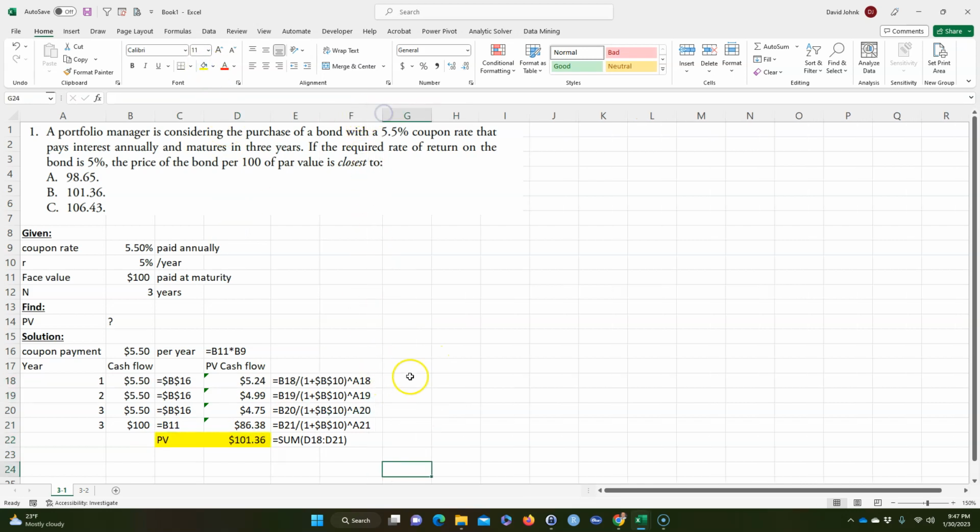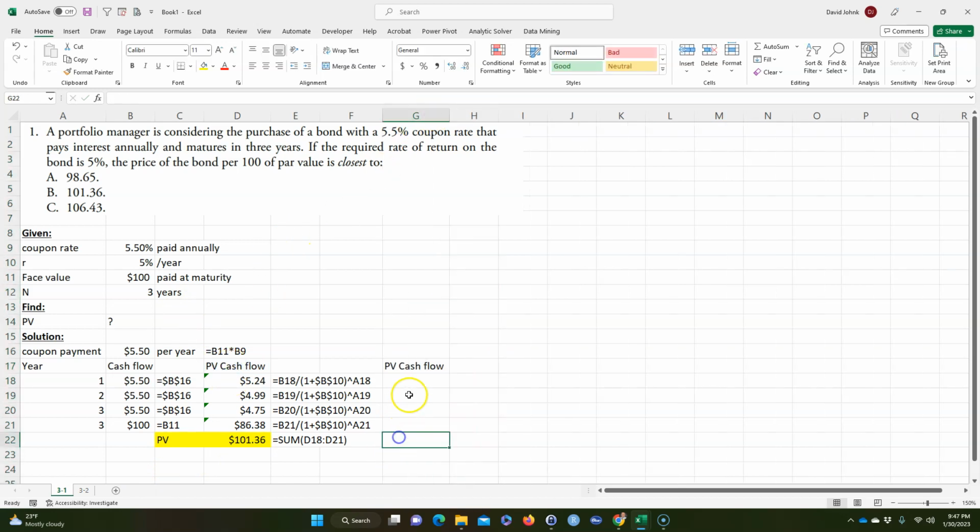So another way I might do it, now you don't have to do it all these different ways I'm showing you, but you also could do it this way. You could use the present value function. So go equals present value, and the rate is 5%. I'm going to go ahead and F4 that.